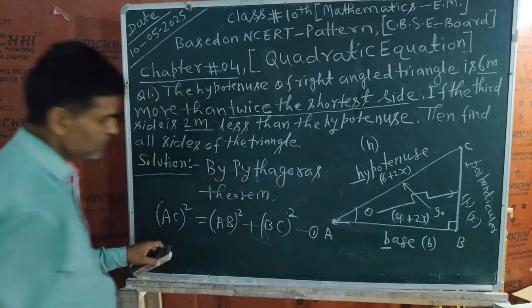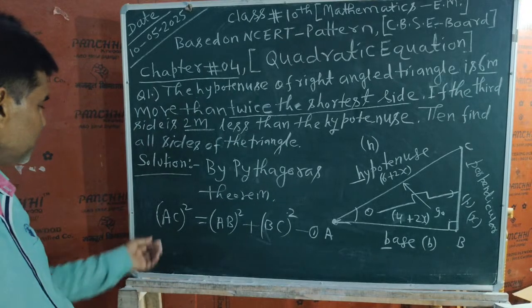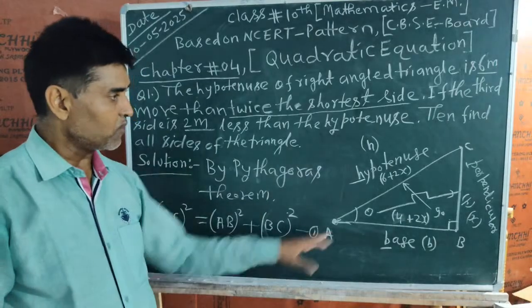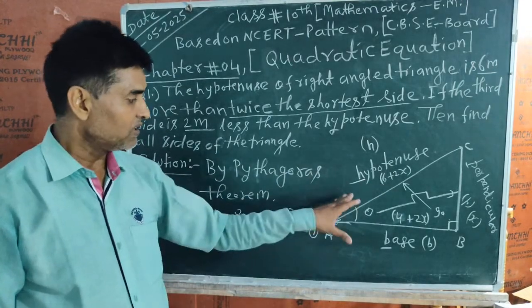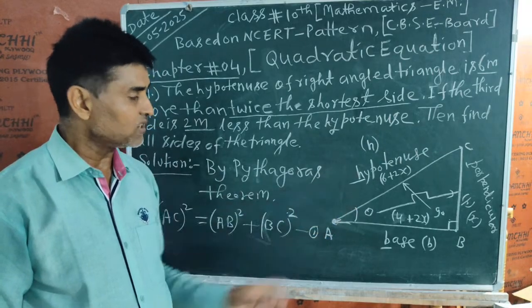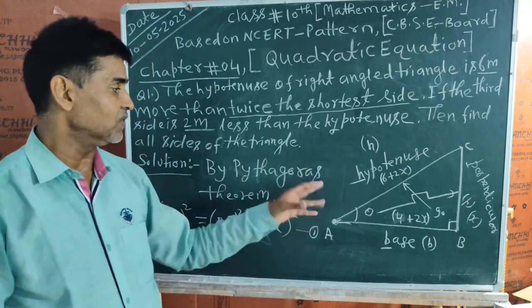Now here I will write one statement putting the value of AC, AB and BC in equation number 1 from the given triangle, from the drawn triangle. Okay student, and after putting and simplifying I will get the value of x.